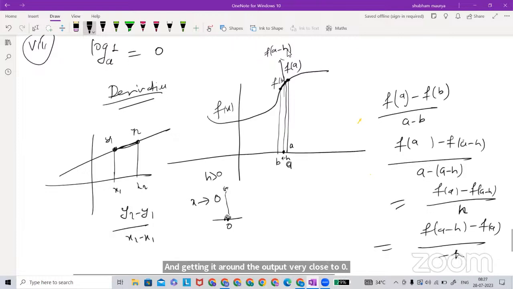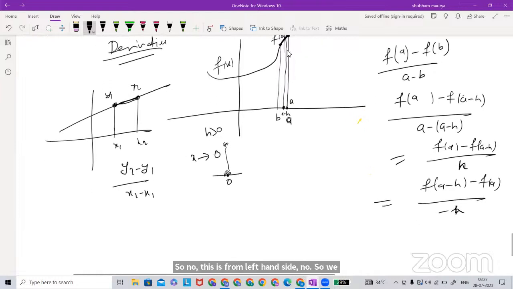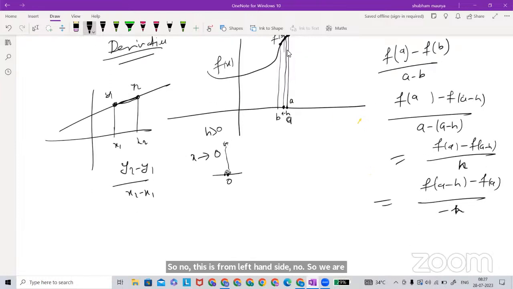So can we do something very close to 0 here, and also very close to a? How will we write that? Yes, sir, from right hand side. No, this is from left hand side. So we are approaching the derivative. From left hand side, what is happening here?